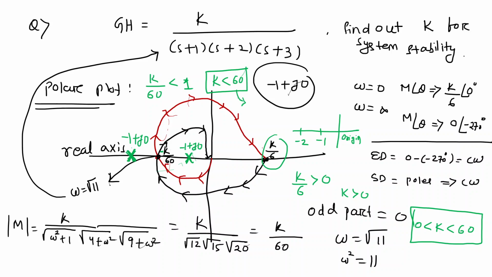So if we say that at k equal to 60 the system is marginally stable, it means the system will always oscillate at a frequency of √11 radian per second. If k is greater than 60, then the system is unstable. If k lies from 0 to 60, then the system is stable. In that way you have to solve questions. This is the basic question, and this is the final question I'll take for today's class.